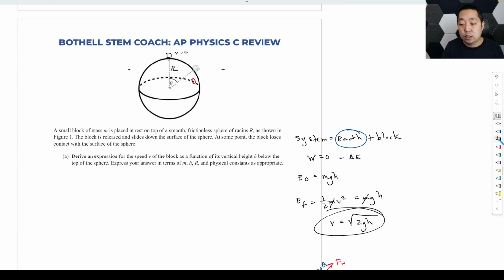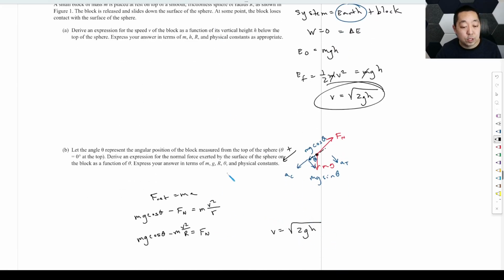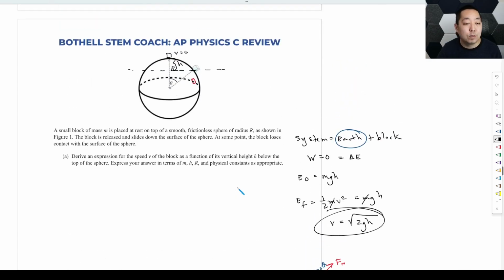So let me redraw this line again. We want to know what this distance is. That way I can put everything in terms of just theta and get rid of the h. Because right now if I put that in there, it's going to be mg cosine theta minus m times 2gh over r equals the normal force. The h is the problem, right? So I need the h in terms of theta.